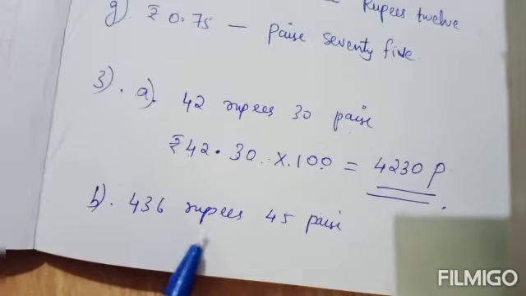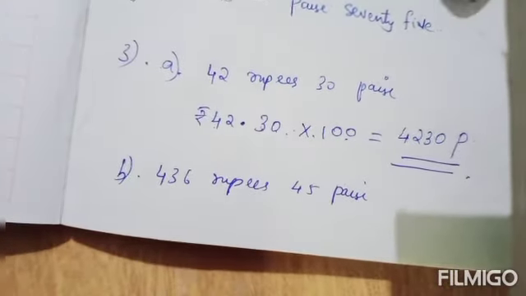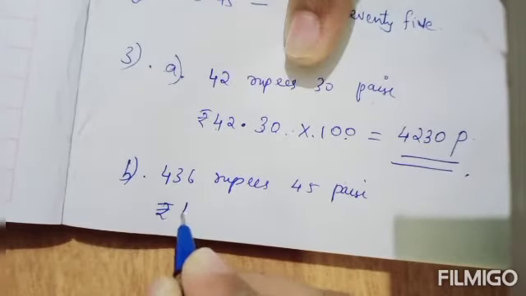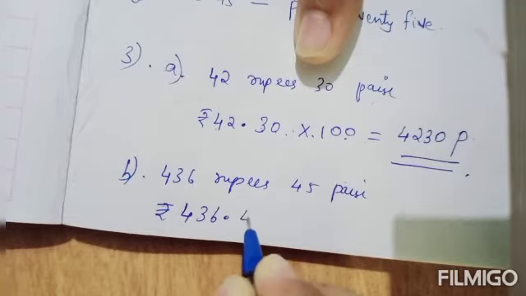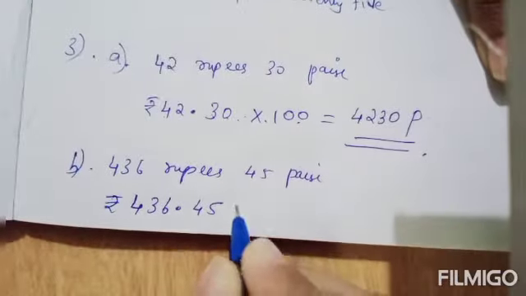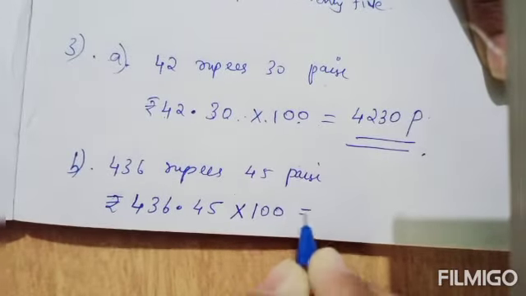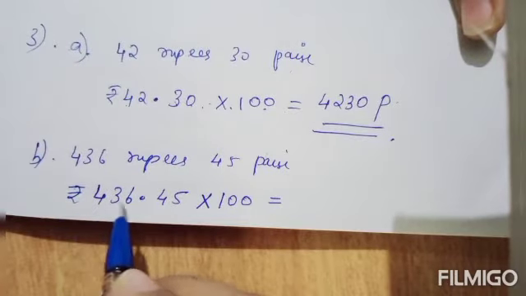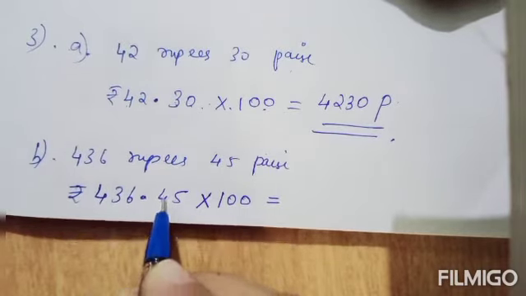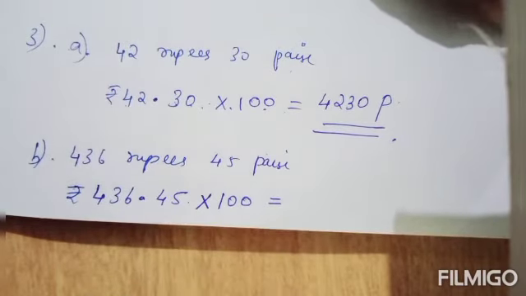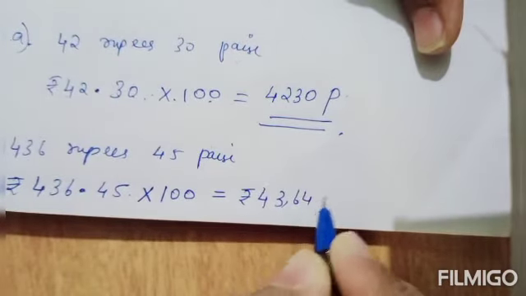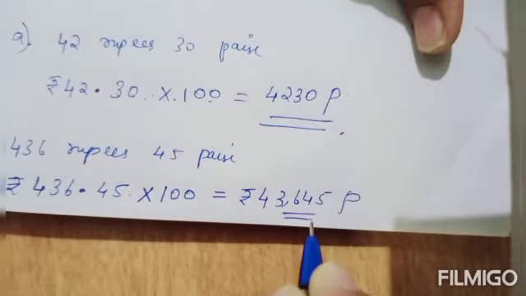Next, 436 rupees 45 paise. So how can you write in decimal notation or in figures? You can write rupees 436.45. Now in order to convert this rupees to paise, what to do? Just multiply by 100. So rupees 436.45 into 100. This decimal point will move 2 places to the right. So this is 1, 2. Here will be the decimal point. So 43,645 paise.